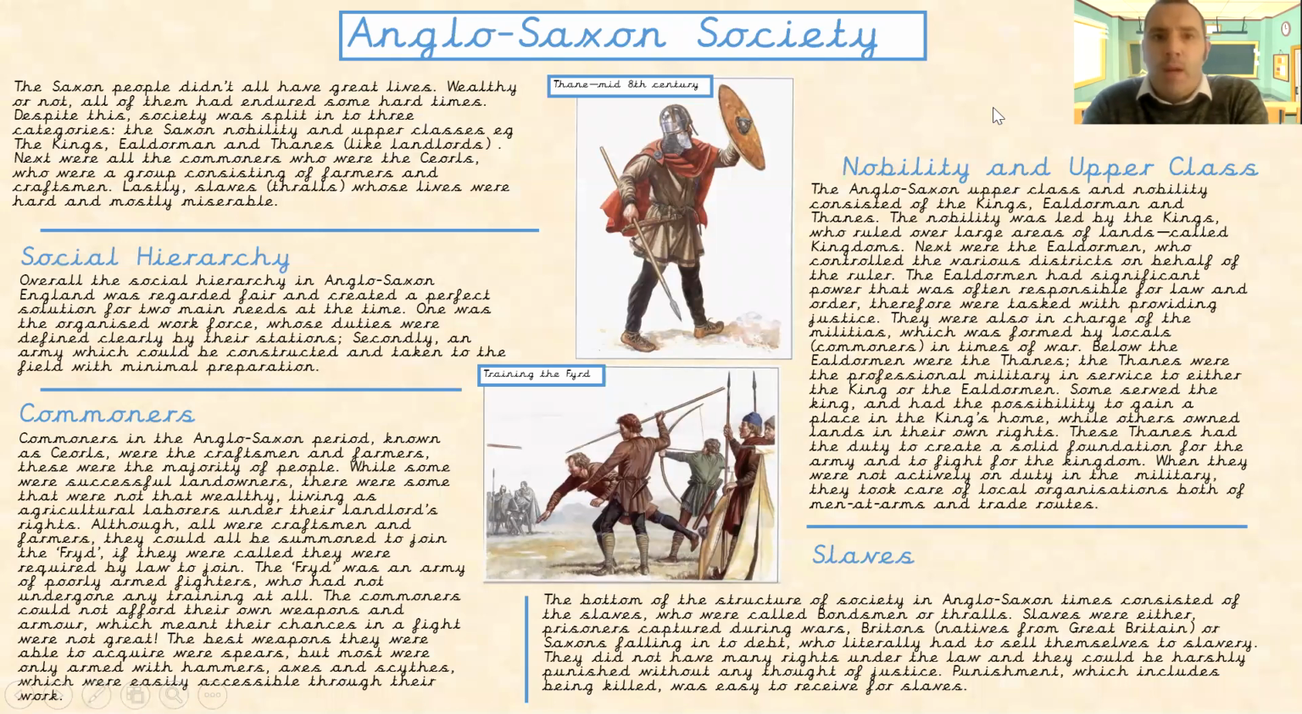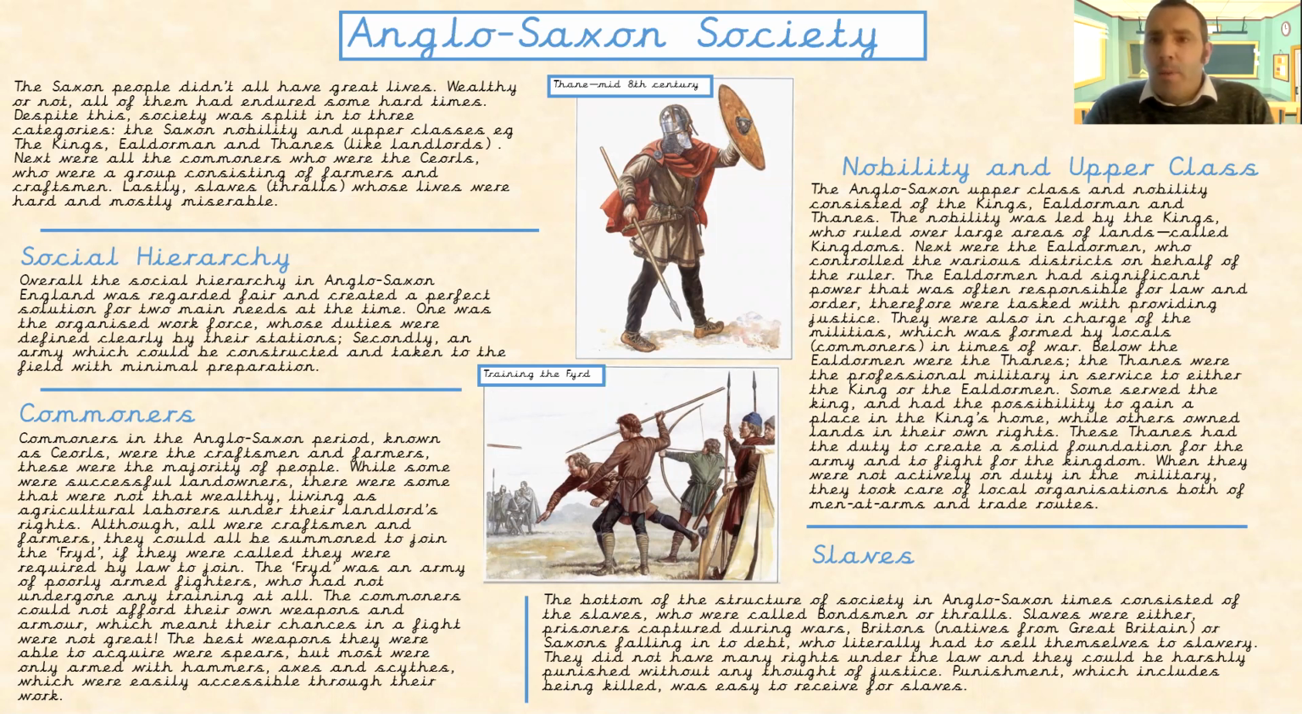So in the middle we've got some images that show the typical wear that they would have had, how the thanes would have been armed, and also how the Fyrd would have been armed. So it shows you the difference between the equipment that the upper classes and the nobility had compared to the commoners. We'll move on to the top right hand corner, so the nobility and upper classes.